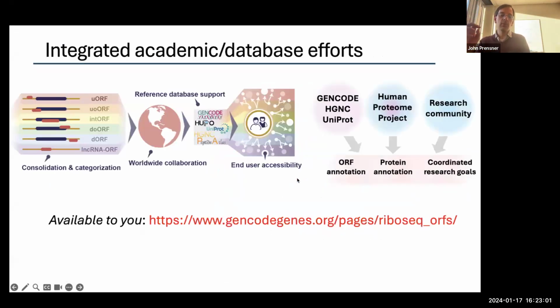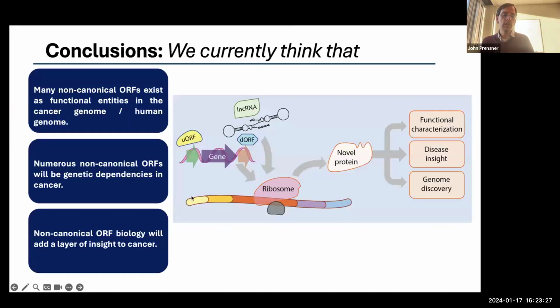Where we're at right now is working together with GENCODE and other arbiters like UniProt and HGNC to think about how we really name these consistently and how we annotate them in the genome consistently. And in fact, we've been able to produce a first catalog of consensus non-canonical ORFs with GENCODE, and you can download it from their website there. And I encourage you all to think about this if you're looking into this type of research for your own lab.